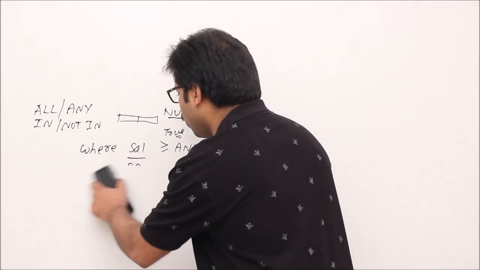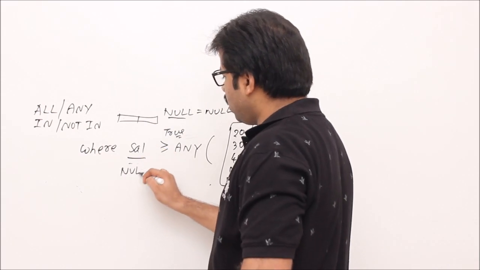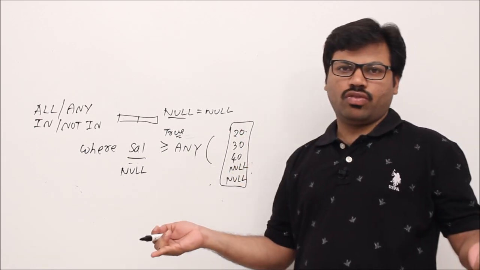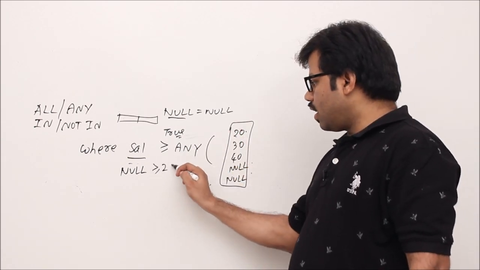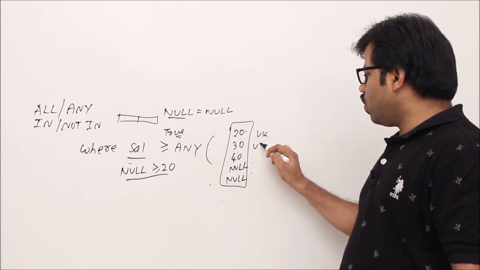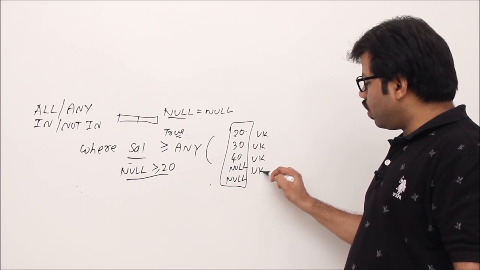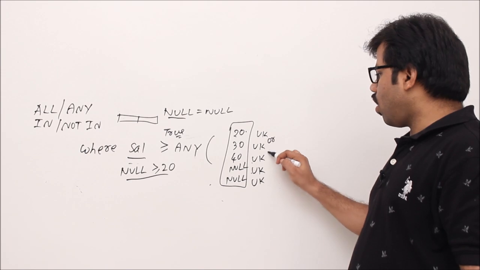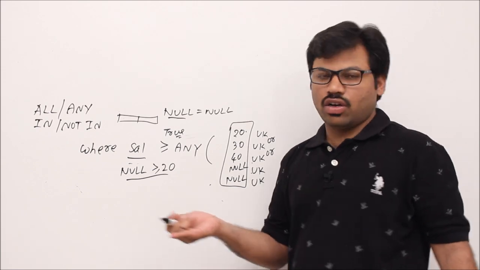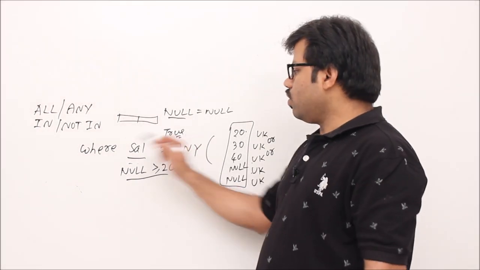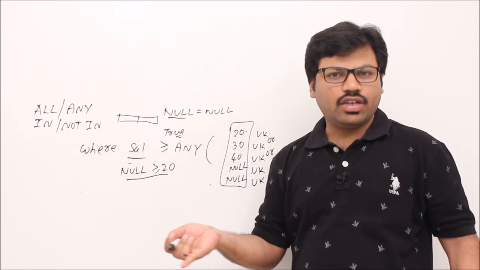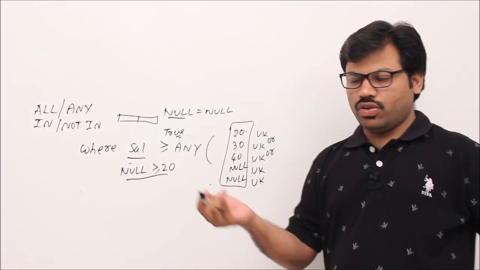Now, second case, what if this salary itself is null? So now this question is, null is greater than or equal to any, at least one of them, we don't know, right? It is like asking null greater than or equal to 20, unknown. Null greater than or equal to 30, unknown. So you get unknown, unknown, unknown, null greater than or equal to null, unknown, null greater than or equal to null, unknown. So they are ORed, right? That is the logic of any. So it is like asking unknown or unknown or unknown or unknown or unknown, which is unknown. That's why, when there is a null value in the salary field, this where condition will not be evaluated to true, it will be evaluated to unknown, right?